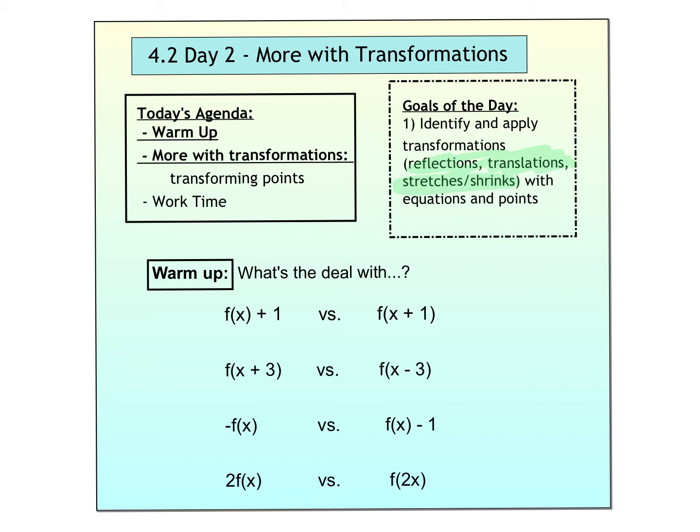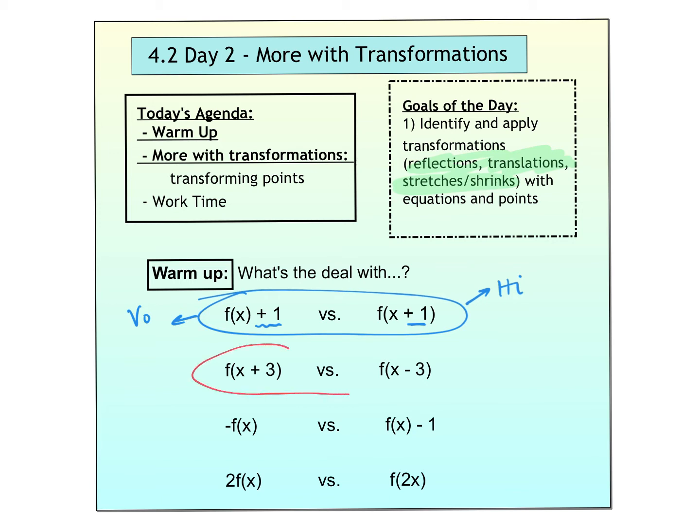Looking at this warm-up, we want to identify what's the differences between the items in the left column and the items in the right column. So if I look at this first row here, we need to be able to know what is the significance of having some sort of transformation like +1 that shows up outside of the function versus inside of the function. And the difference here is that one of these is going to be a horizontal transformation. That would be the +1 that occurs on the inside of your function notation. The other is going to be a vertical transformation, since that shows up on the outside of the function.